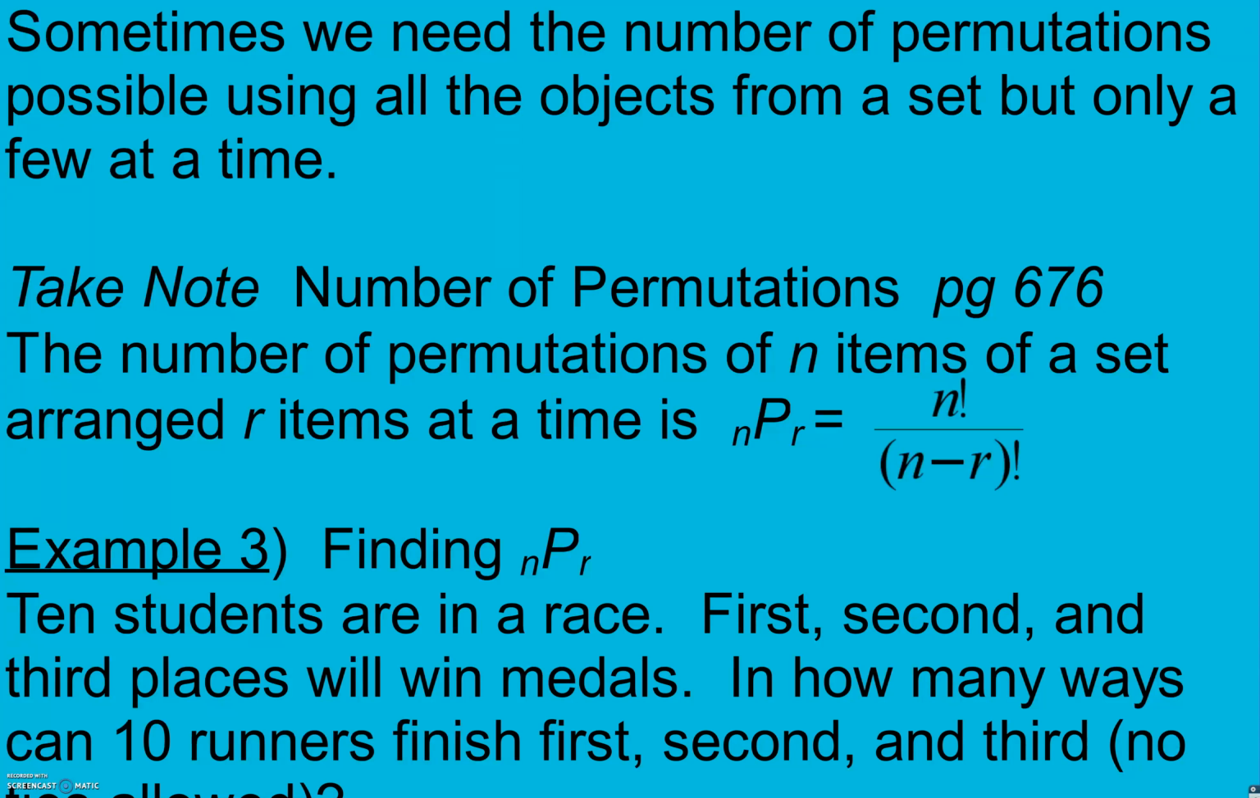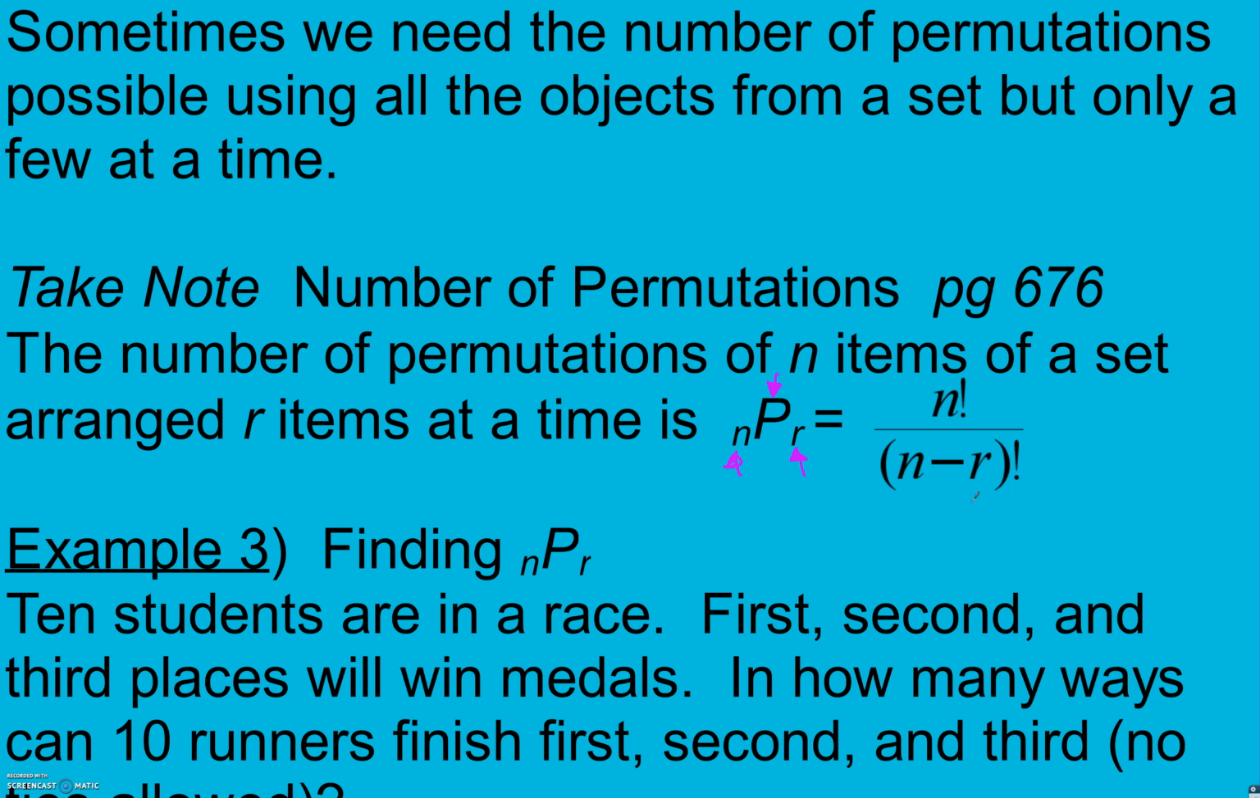Sometimes we need the number of permutations possible using all the objects from a set, but only a few at a time. Take note on page 676, which talks about the number of permutations. So the number of permutations of n items of a set arranged r items at a time is our n value, our number of items, how many we need at a time, P for permutation, which means a particular order, and our formula is n factorial over n minus r factorial.